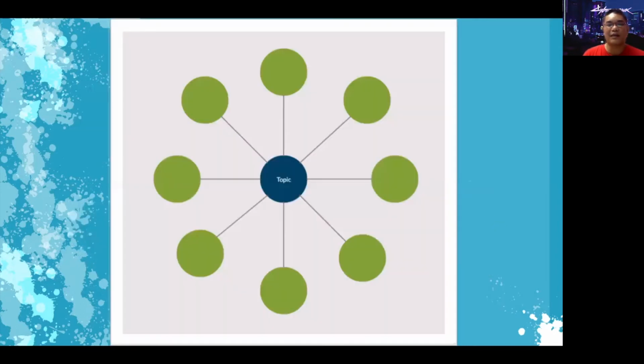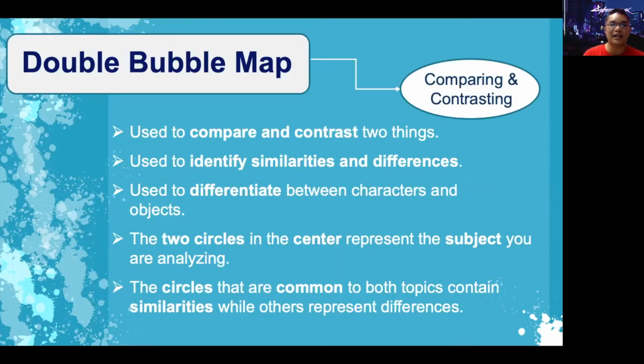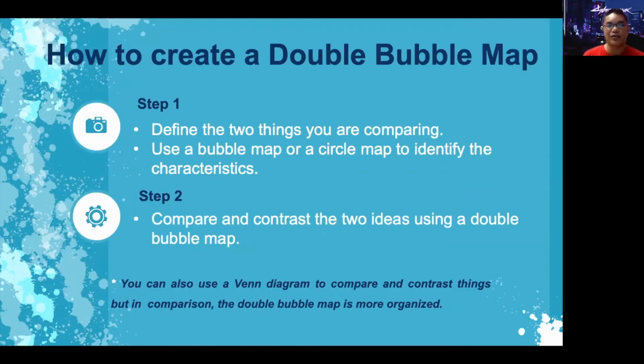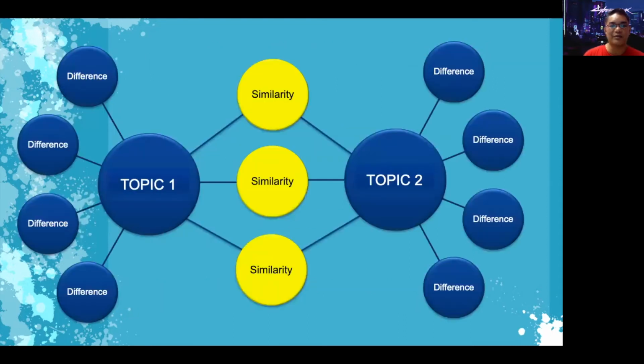Awak boleh cuba macam nak buat semua sekali ni, double bubble map, used to compare and contrast. Itu keutamaan dia, compare and contrast. Define the two things you are comparing and compare and contrast the two ideas using a double bubble map. Kita ada benda sebelah kiri dengan sebelah kanan, yang kat tengah tu benda yang sama.